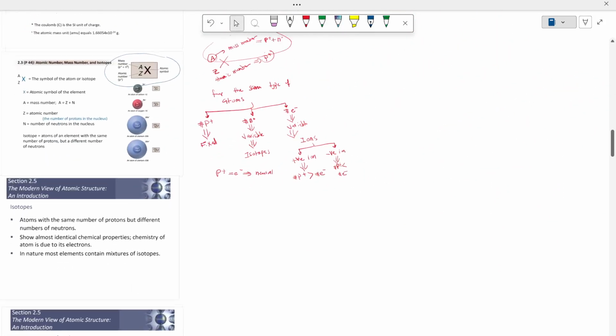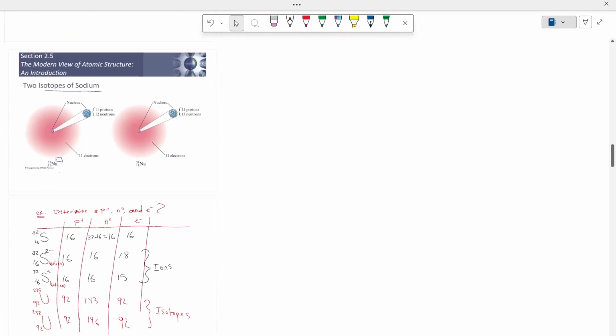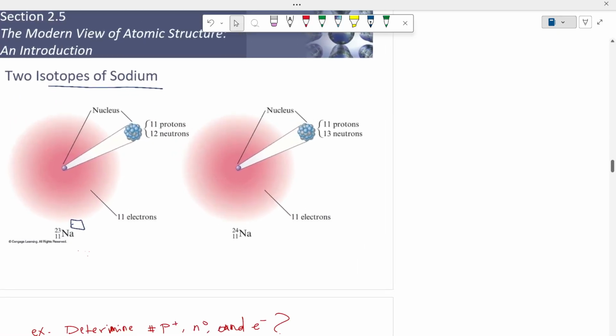Here we have an example of isotopes. Look here. Here we have two sodium atoms, this atom and this atom here. Both are sodium. Both contain the same number of protons, which is 11 and 11 here. What's the difference between them? The difference is the mass number. The mass number of the first atom is 23, while it's 24 for the second atom.